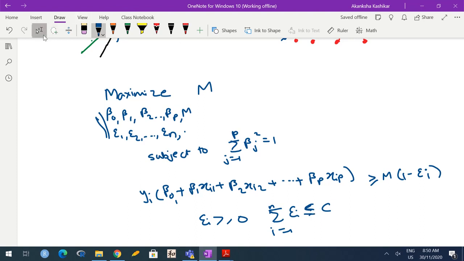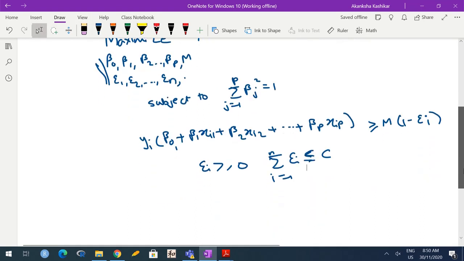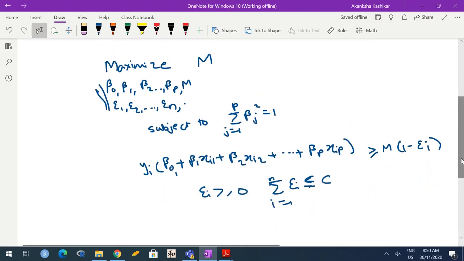First of all, what is the role of epsilons here? We are saying epsilons are non-negative. What happens if every epsilon is 0? If every epsilon is 0, I actually get back my original problem, that is the maximal margin classifier. Now, if we allow some epsilons to be positive, what does it mean? Let us say epsilon 1 is positive, and we will assume that it is less than 1. So 1 minus epsilon is a number between 0 and 1.